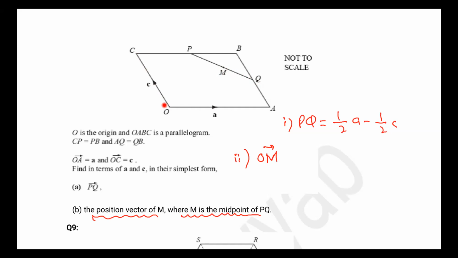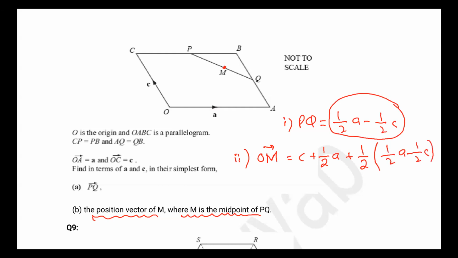O to C is vector C. C to P is half of A. And what is PM? PM is half of PQ. क्योंकि M was the midpoint, question में given है. So PM is half of PQ, and you already have PQ from your part 1. So half of PQ means half of 1 by 2A minus 1 by 2C. So we will get C plus 1 by 2A plus 1 by 4A minus 1 by 4C.